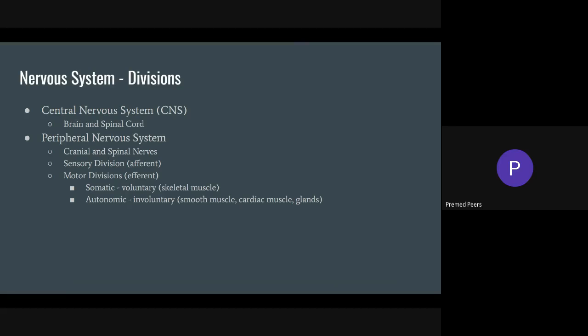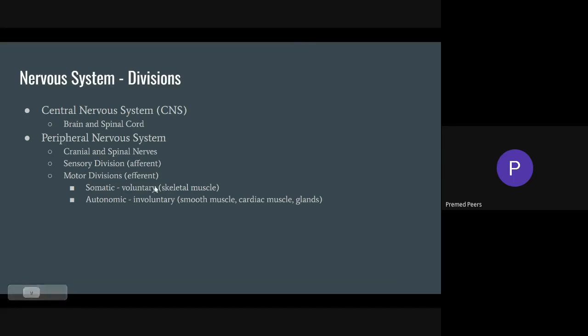And then within your peripheral nervous system, you'll have two more divisions, your sensory division and your motor division. Your sensory division is going to be afferent. So that means that you have nerves sending signals to the brain and spinal cord. And then your motor division, which is efferent, so signals that are exiting or leaving.